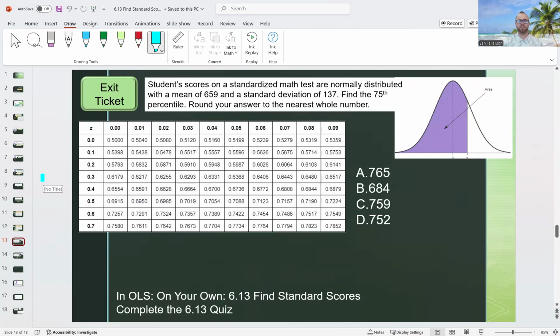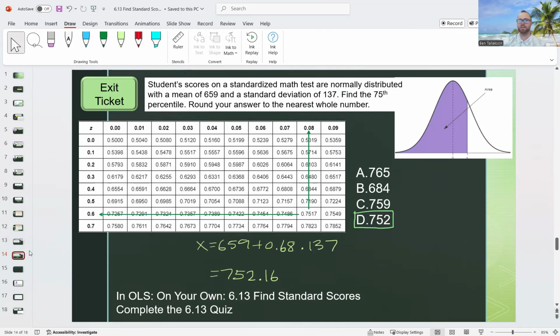Okay, and our exit ticket. Student scores on a standardized math test are normally distributed with a mean of 659 and a standard deviation of 137. Find the 75th percentile and round your answers to the nearest whole number. Okay, did you get A, B, C, or D? Let's see if you got it right.